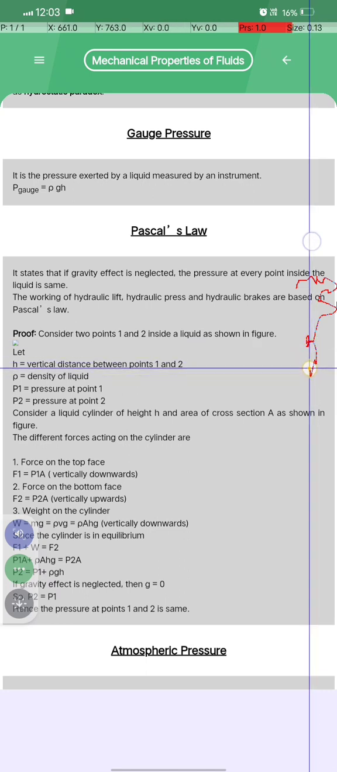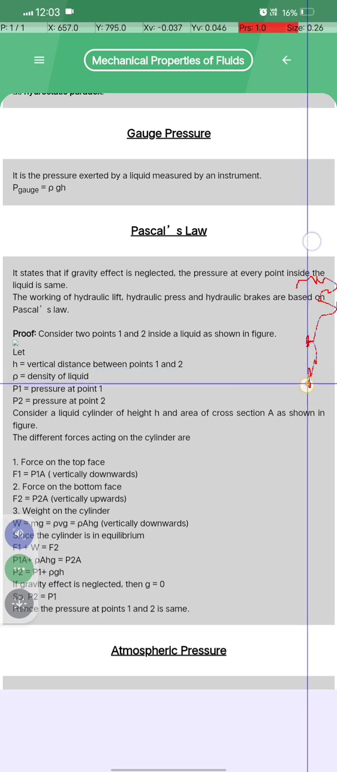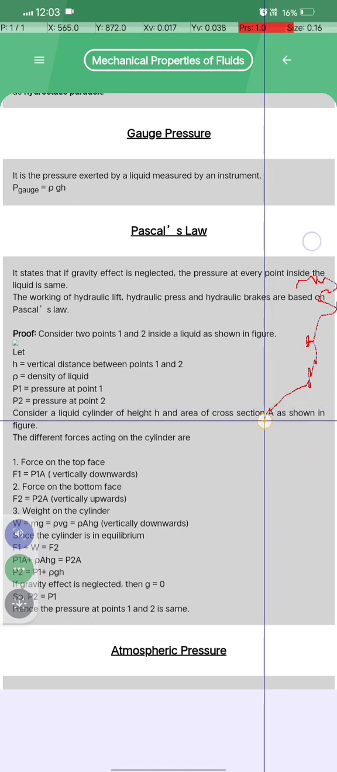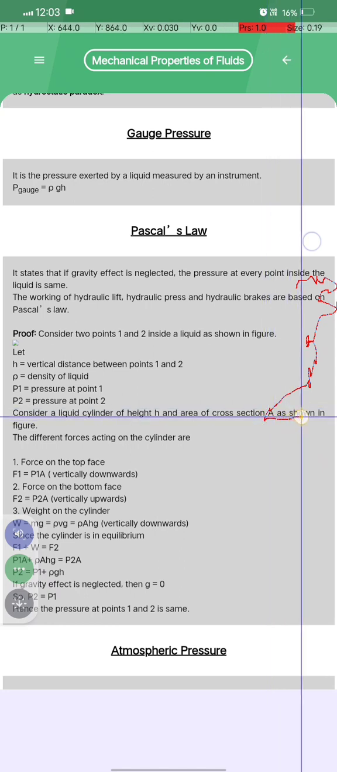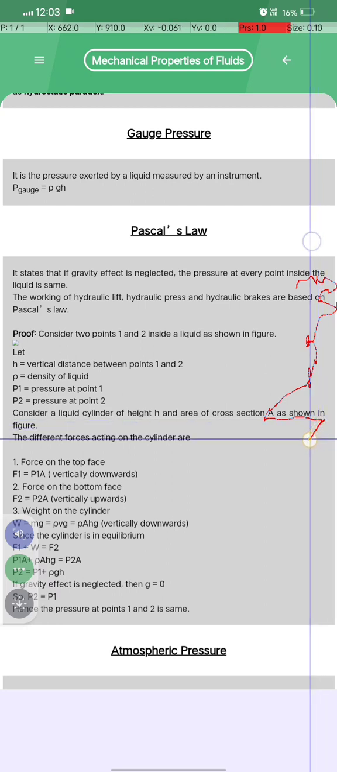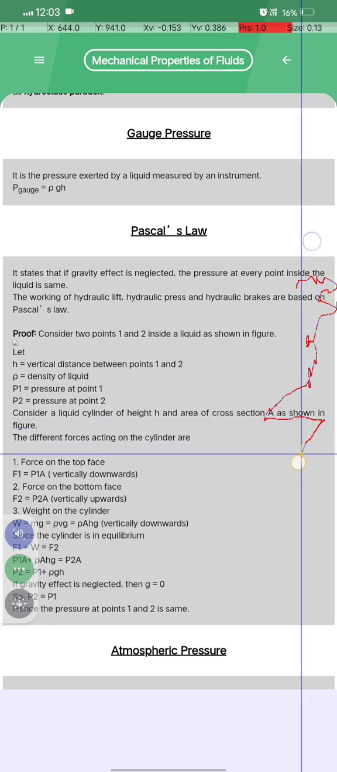Let H be the vertical distance between the points P1 and P2. ρ is the density, P1 is the pressure at point 1, and P2 is the pressure at point 2. Consider a liquid cylinder of height H and cross-sectional area A as shown in the figure. The different forces acting on the cylinder are as follows.